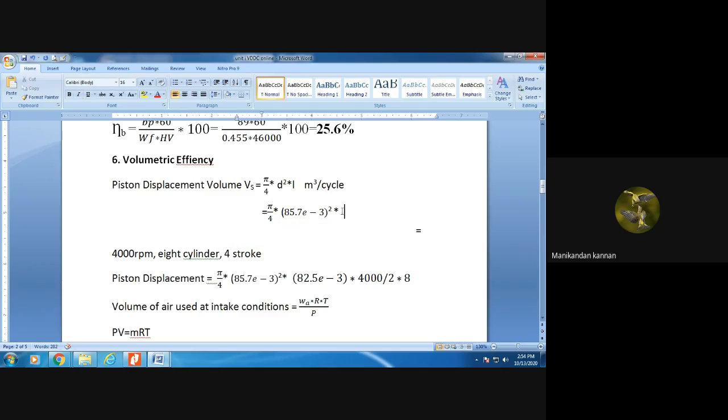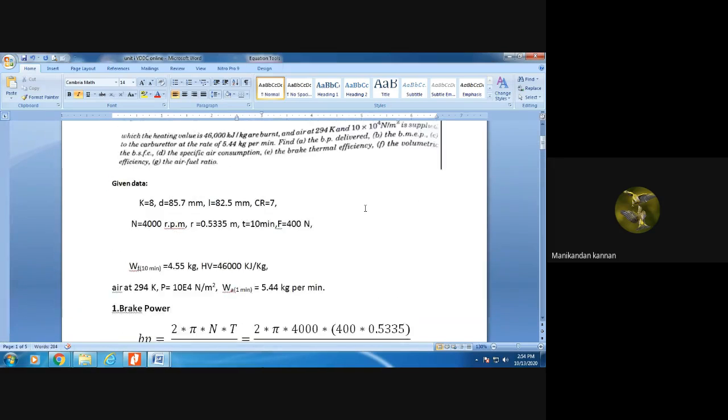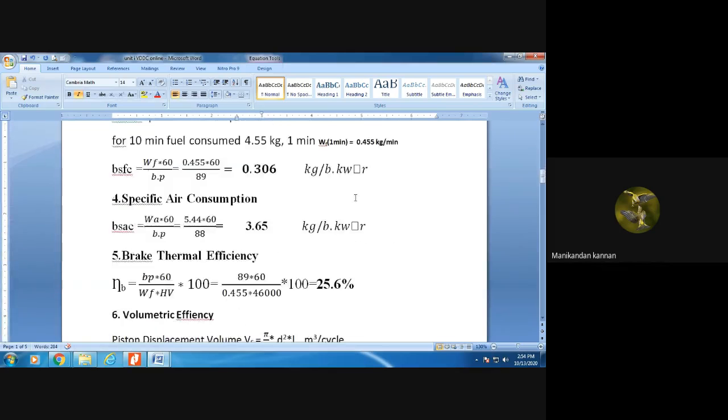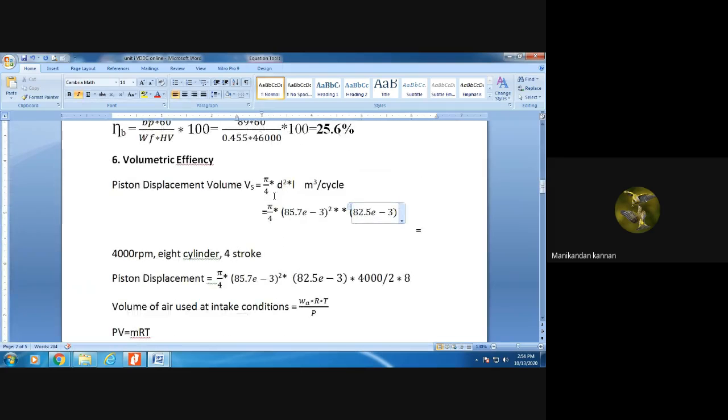So what I am going to do, what is the L value? 82.5, 82.5 into 10 to the power minus 3. No, no, no, I am asking about stroke. See, this only I am explaining. See, pi by 4 d squared into L. Square will come for bore only. So pi by 4, 85.7 into 10 power minus 3 squared, multiplied by length. Length is nothing but the stroke.